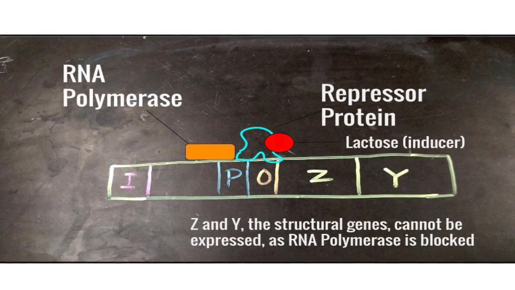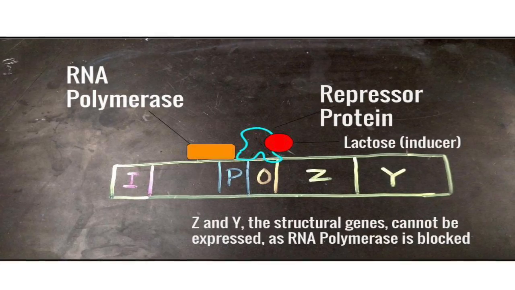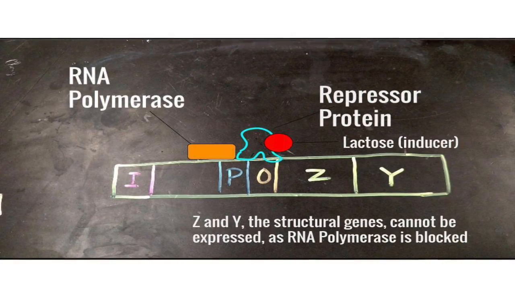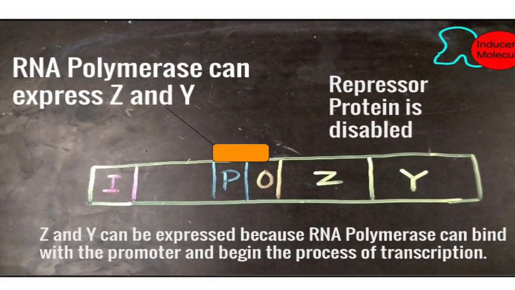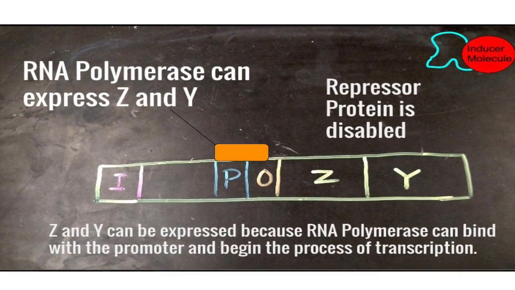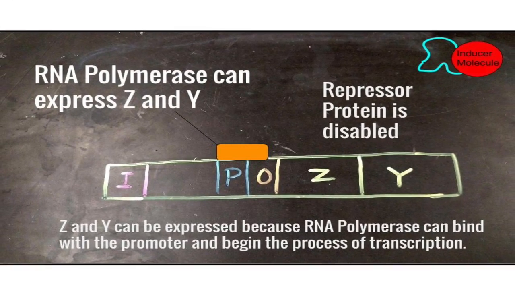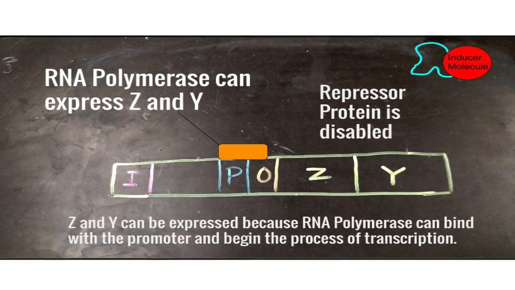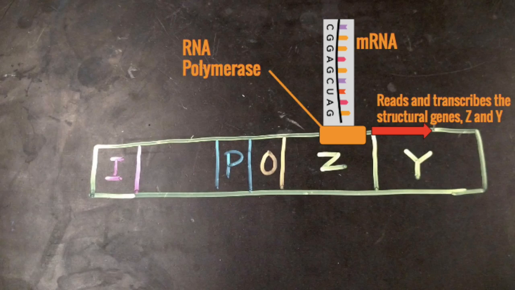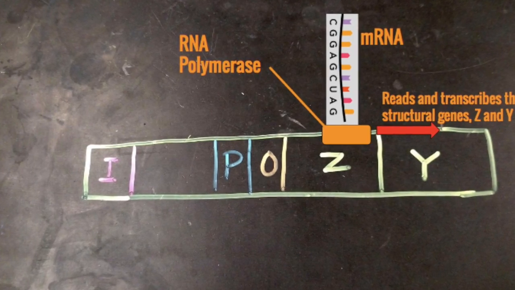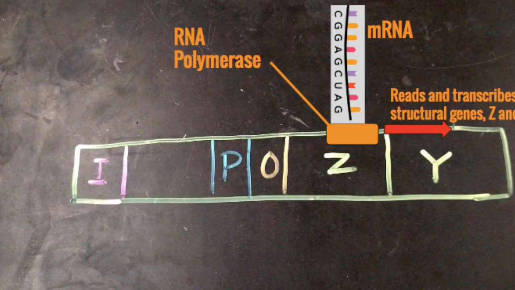When lactose binds, the repressor is switched off into its inactive state, causing it to detach from the operator. When the repressor detaches from the operator, RNA polymerase is free to continue reading and expressing the gene, consequently transcribing beta-galactosidase and lactose permease into mRNA.